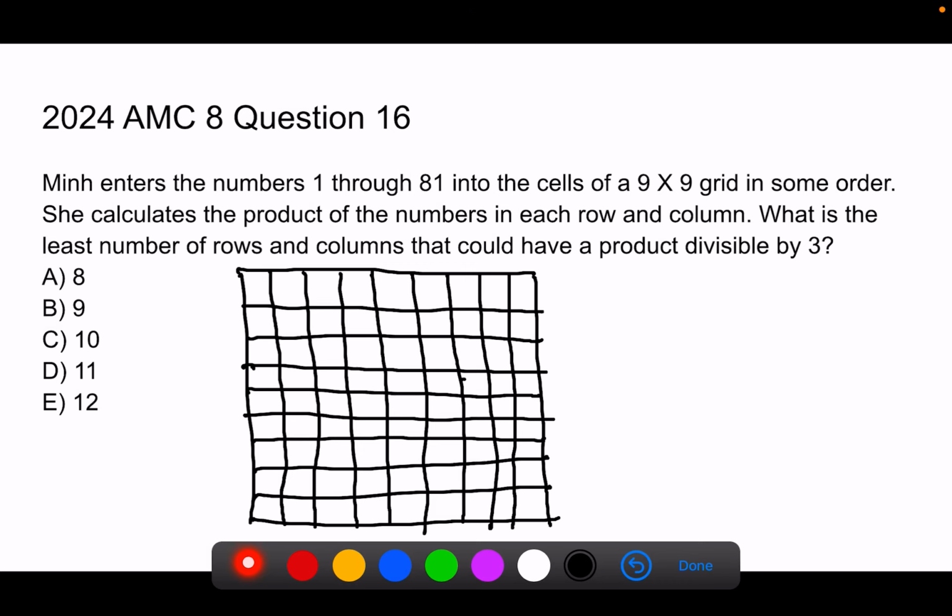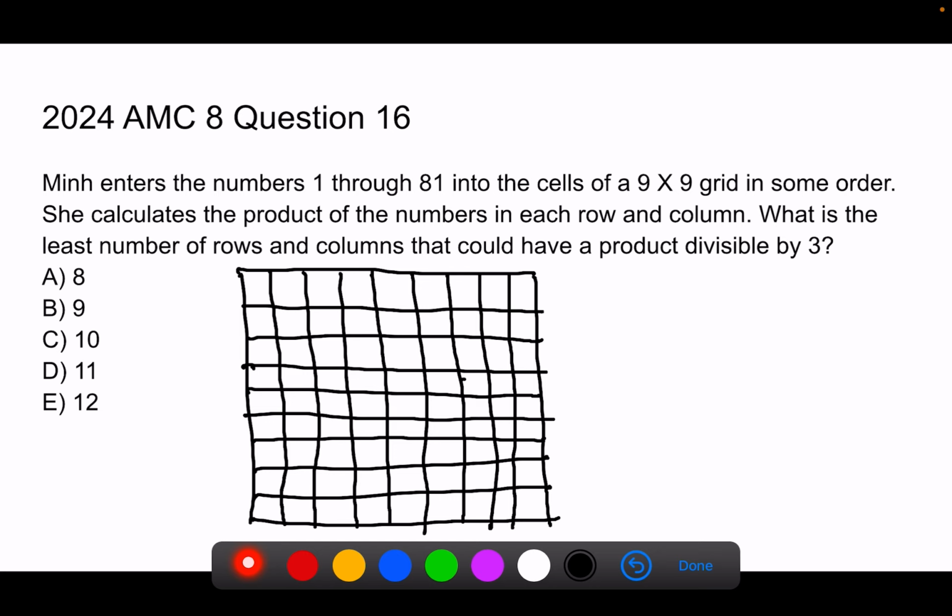2024 AMC 8, question 16. Starting from question 16, AMC 8 questions get a lot harder, especially 21 to 25, but 16 to 20 are pretty challenging, meaning even if you know the rules, you still need to figure out the problem solving strategy. Now let's take a look.